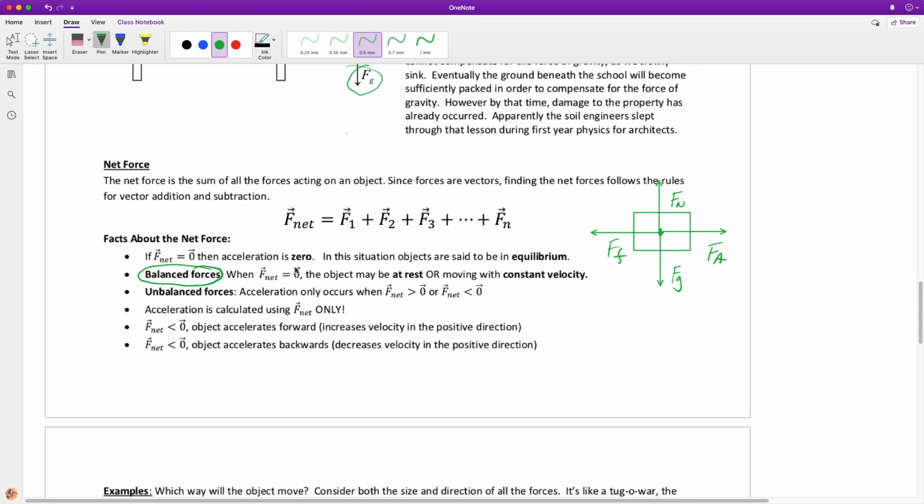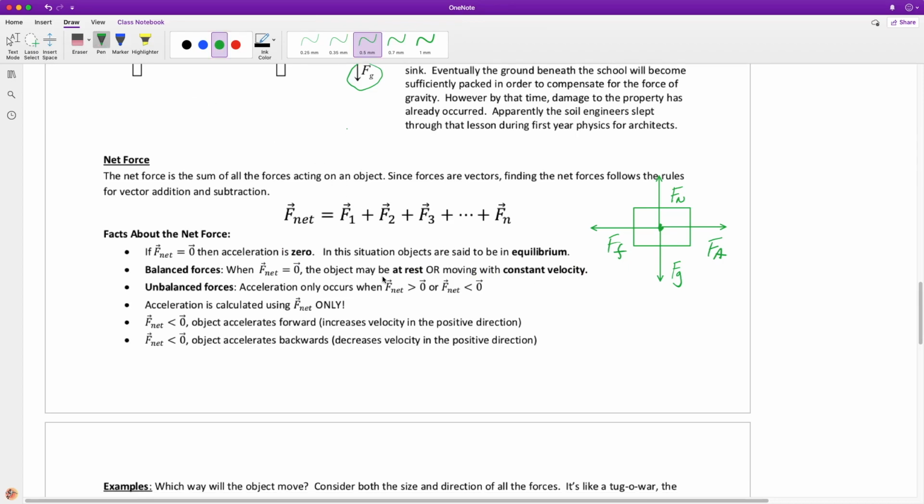So when the forces are balanced, our net force is equal to 0, and the object is either at rest or moving with constant velocity. This is the one that most people have problems with, the concept of something moving at a constant velocity. A good way to think of it is what happens when you're driving your car. When you're driving your car, and let's say you're getting up to highway speeds, you are required to keep your foot on the gas pedal in order to keep the car moving forward.